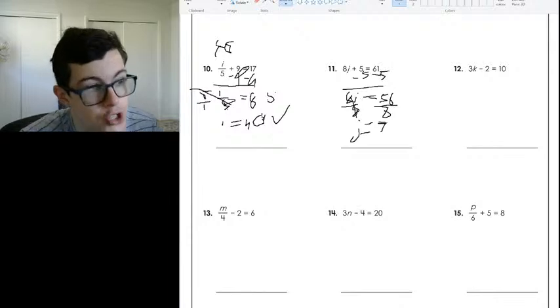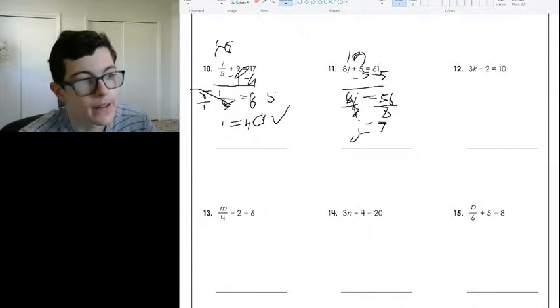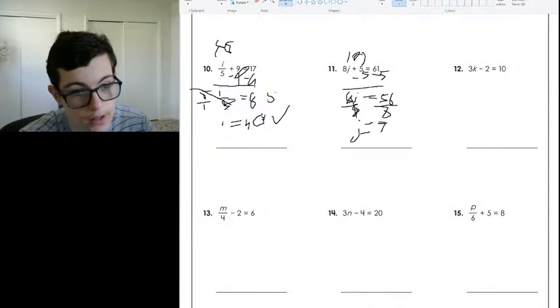But we have to do the check first. So first we'll do the check. 8 times 7, so substituting our variable, is 56. Now 56 plus 5 is 61, and since we have 61 on both sides of the equation, our answer rings true.